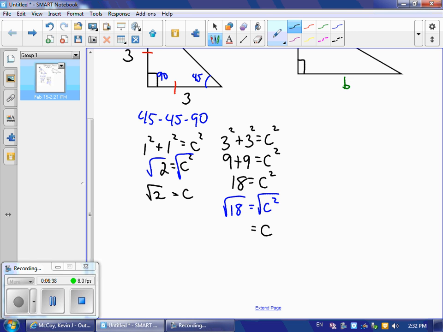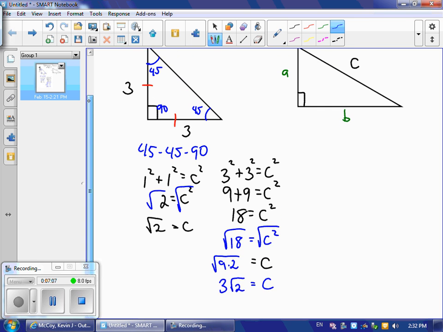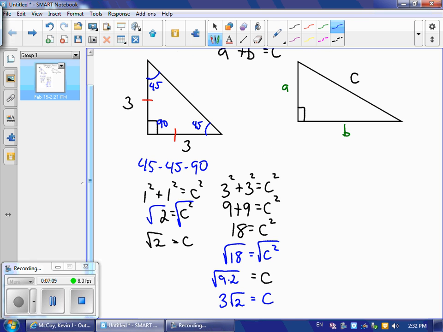But from the videos that you guys watched, you should know we can actually break a perfect square out of this. We can rewrite that square root of 18 as the square root of 9 times 2. And the square root of 9, we can actually pull it out of the square root. Square root of 9 is 3, with a leftover of the square root of 2. That is our c value. So I'm going to go back up and plug that in. 3 times the square root of 2.